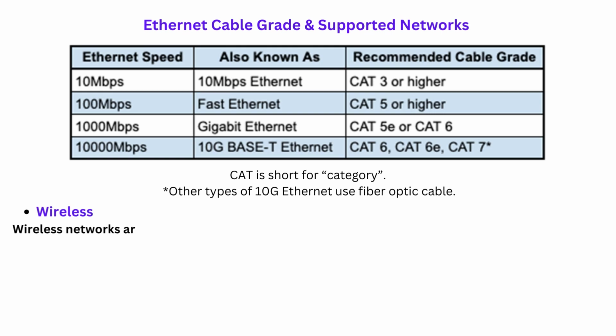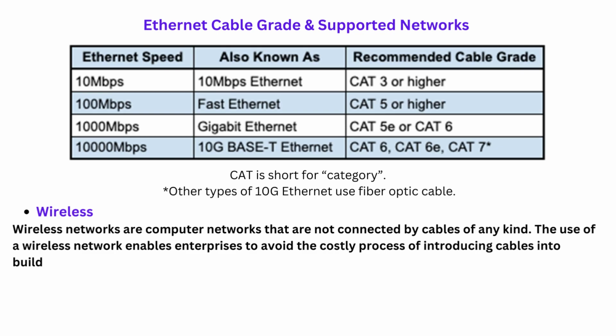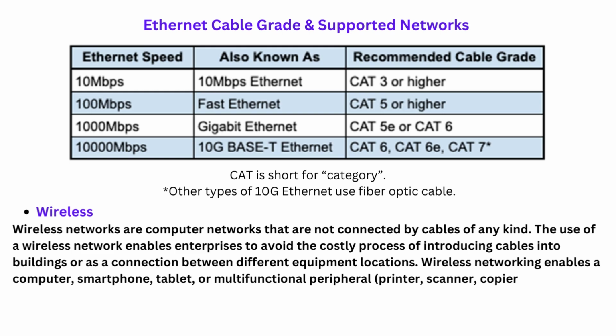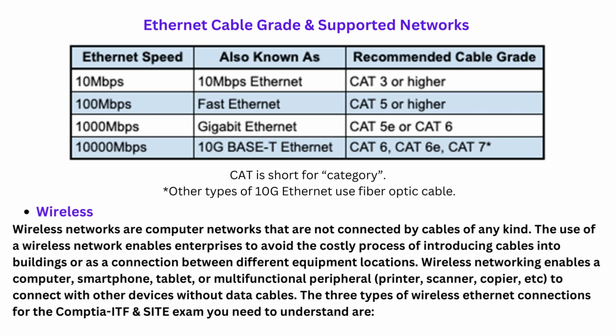Wireless. Wireless networks are computer networks that are not connected by cables of any kind. The use of a wireless network enables enterprises to avoid the costly process of introducing cables into buildings or as a connection between different equipment locations. Wireless networking enables a computer, smartphone, tablet, or multifunctional peripheral, printer, scanner, copier, etc., to connect with other devices without data cables. The three types of wireless Ethernet connections for the CompTIA ITF+ exam you need to understand are Wireless Ethernet, Wi-Fi, explained in greater detail in later sections.